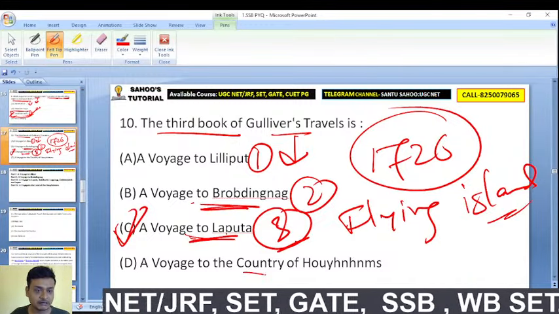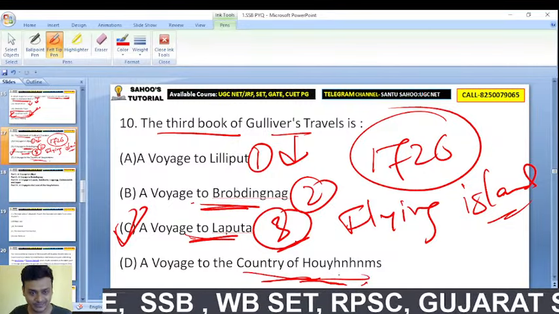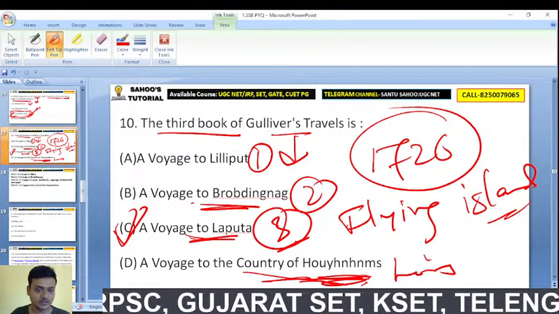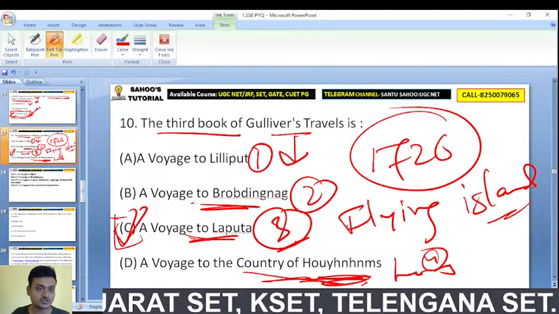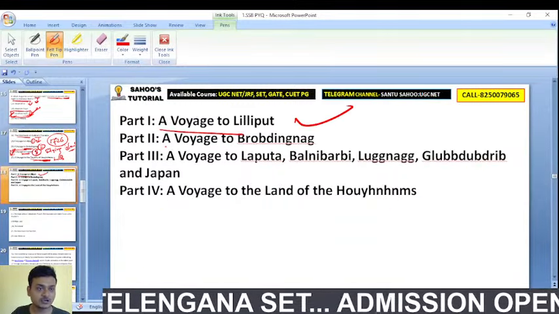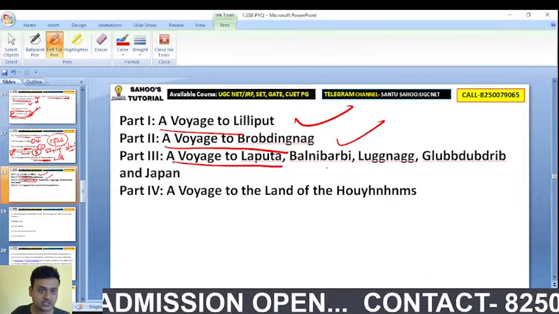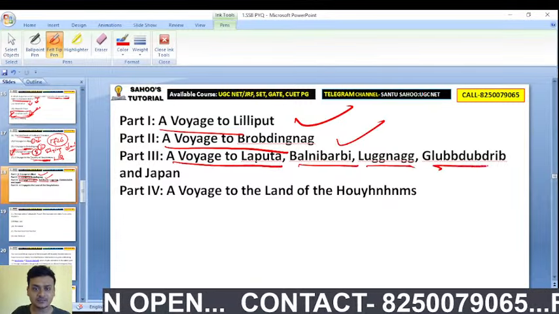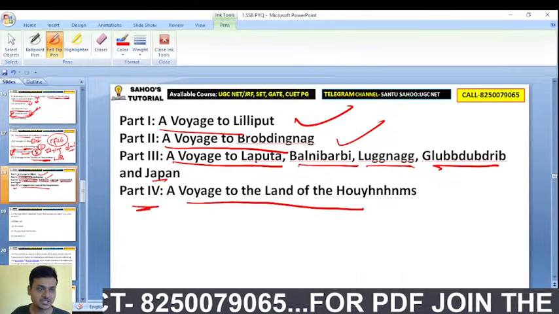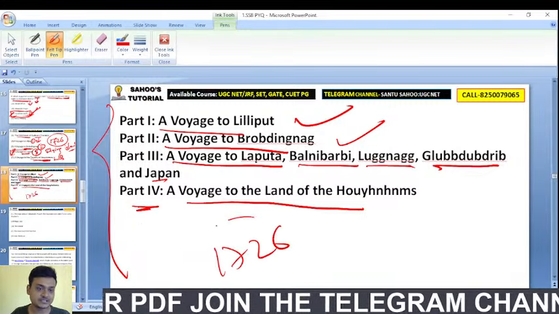And A Voyage to the Country of the Houyhnhnms: the Houyhnhnms are horses. They are horse-like. So this is the fourth one. So Voyage to Laputa is actually the third book. Exactly. Here, part one, Voyage to Lilliput. Second is the Voyage to Brobdingnag. The third is the Voyage to Laputa, Balnibarbi, Luggnagg, Glubbdubdrib, and Japan. And the fourth one is A Voyage to the Land of the Houyhnhnms. These are in the proper order, published in 1726.